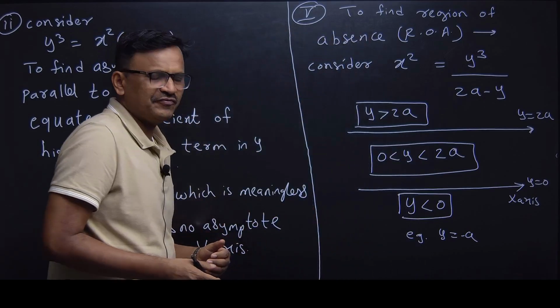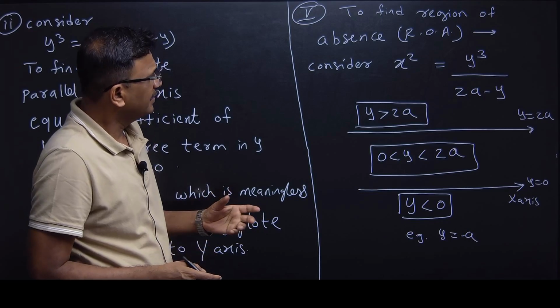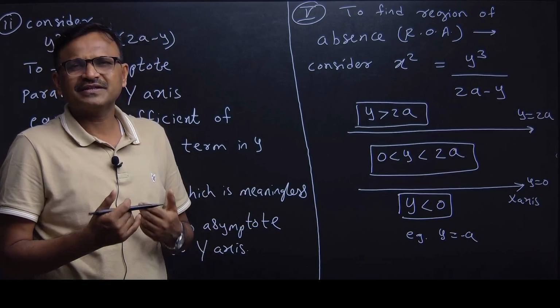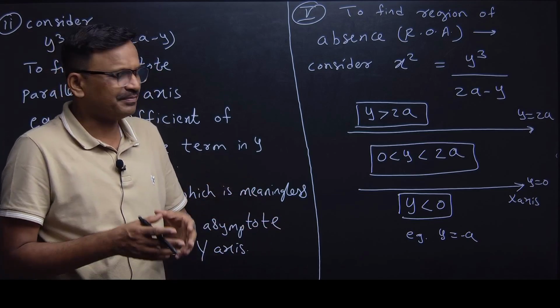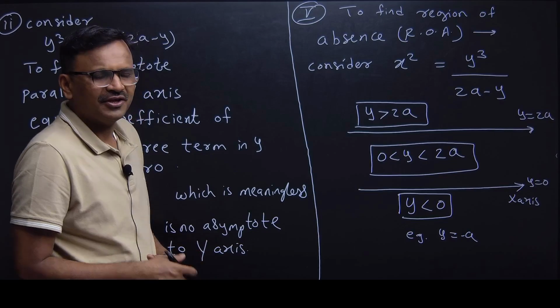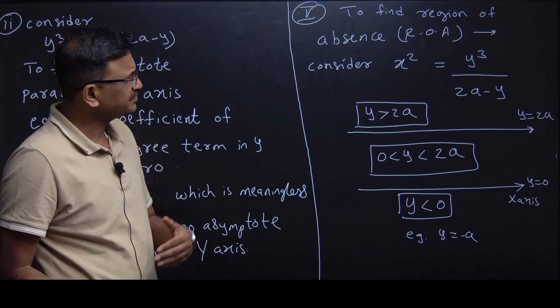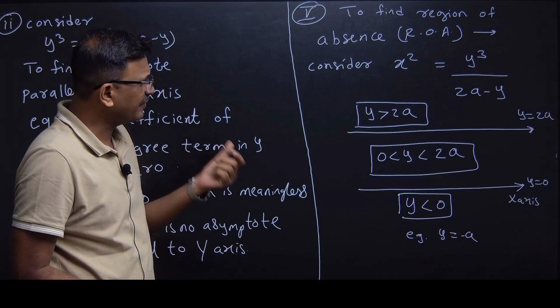Now next, if you find the region of absence, automatically we get the region of presence also, like where the curve is present and where the curve is not present. The region where the curve is present, we'll call the region of presence, and where it is absent, we'll call the region of absence.